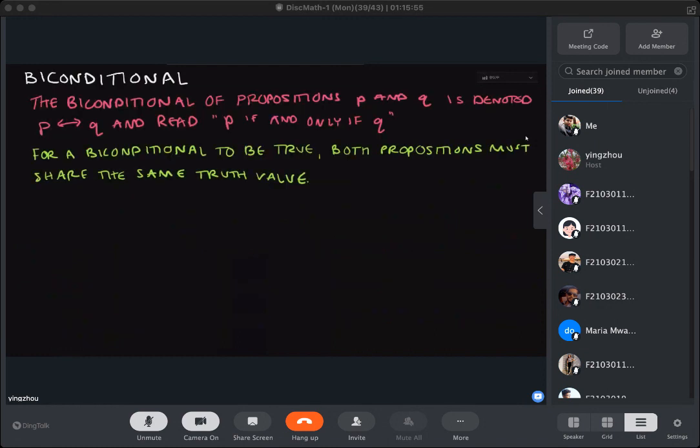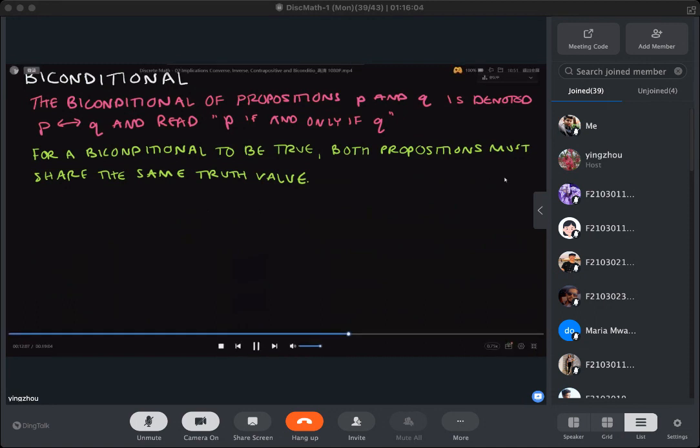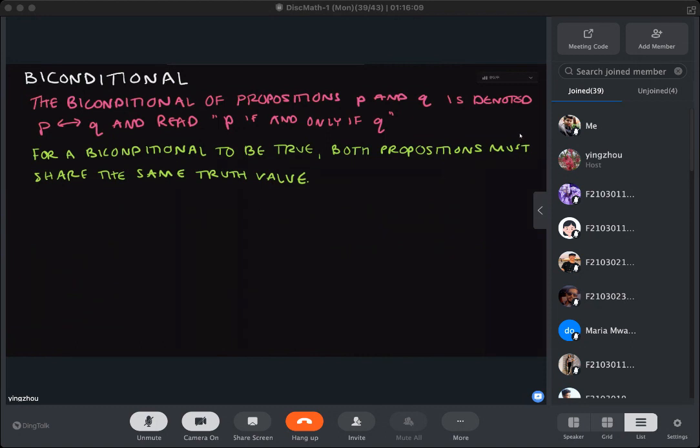That brings us to the biconditional. A biconditional is also a conditional statement like an implication, but it goes both ways. So this is actually just a two-directional implication, denoted with the double-sided arrow and read P if and only if Q. What that tells us is that for the biconditional to be true, both propositions must share the same truth value.